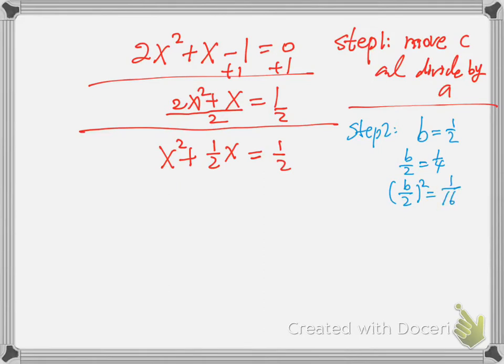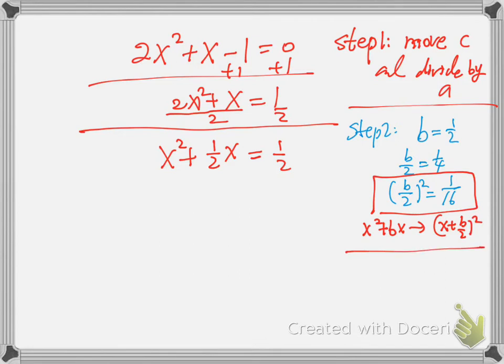Okay, 1 over 16. Don't be scared, okay? It's not that hard. Later you will see the answers are very good. So this is the number for completing square method. Completing square method, we change x squared plus bx to x plus b over 2 squared. Okay, so that's our step 2.